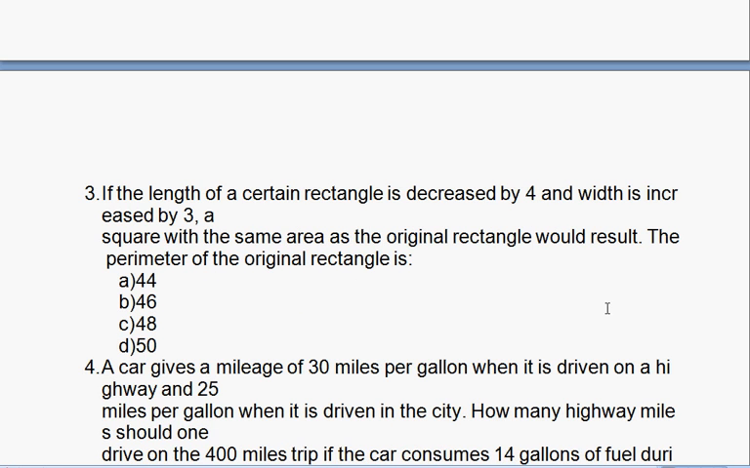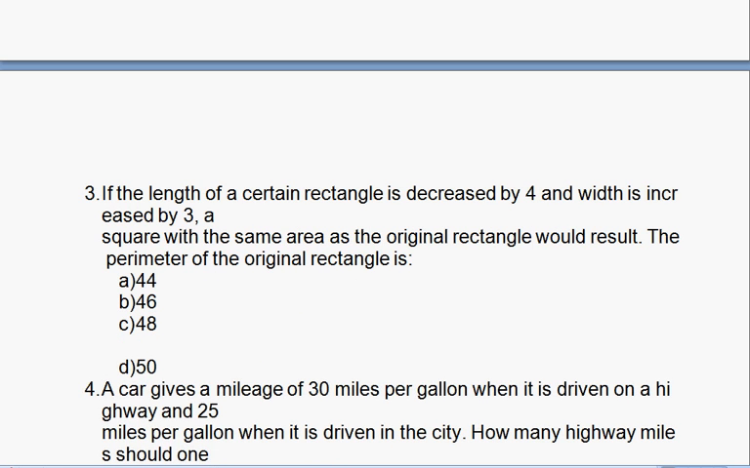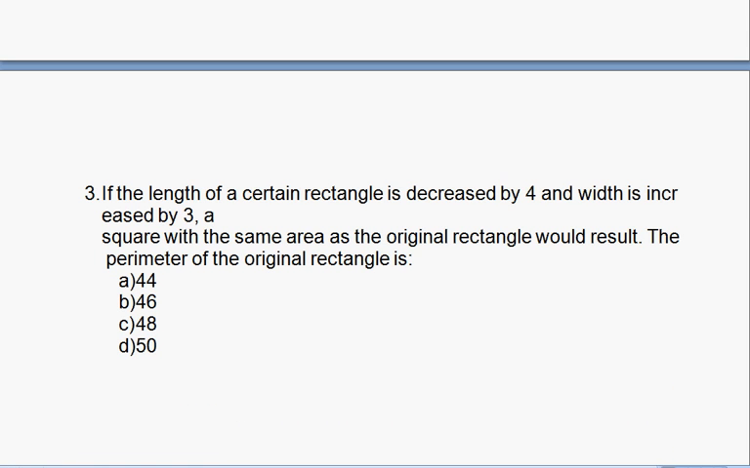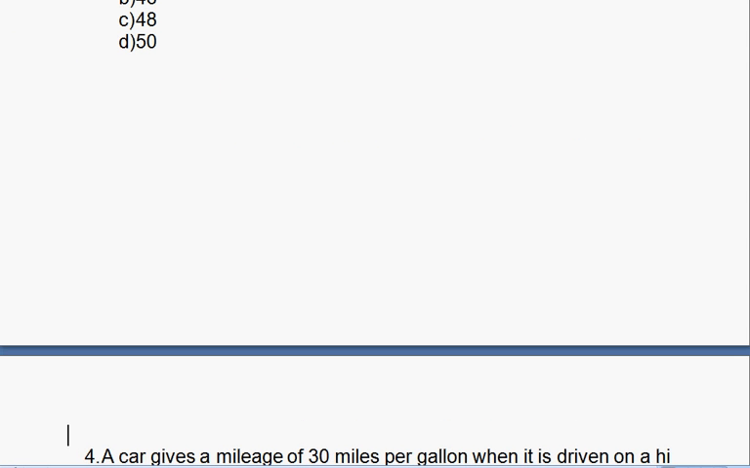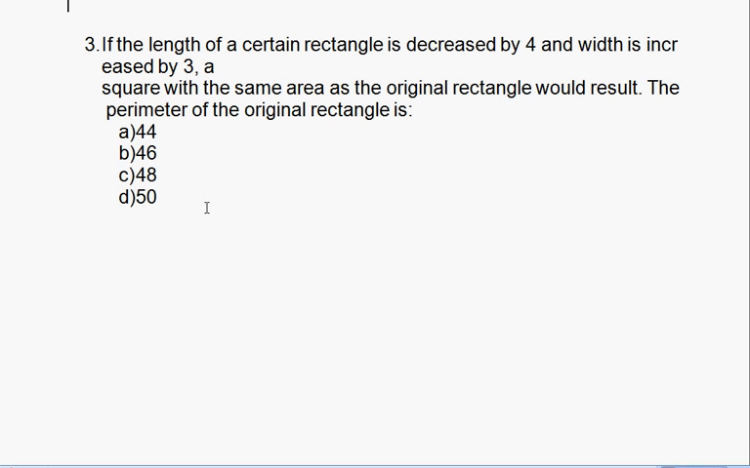The length of a certain rectangle is decreased by 4 and width is increased by 3. So when we do it, it becomes a square of similar area, right? What is the perimeter of the original rectangle? Let's see, can we do it? So it's a basic algebra question. So length is L initially, let's say length is L, right? Width is B, right? So area would be L into B.